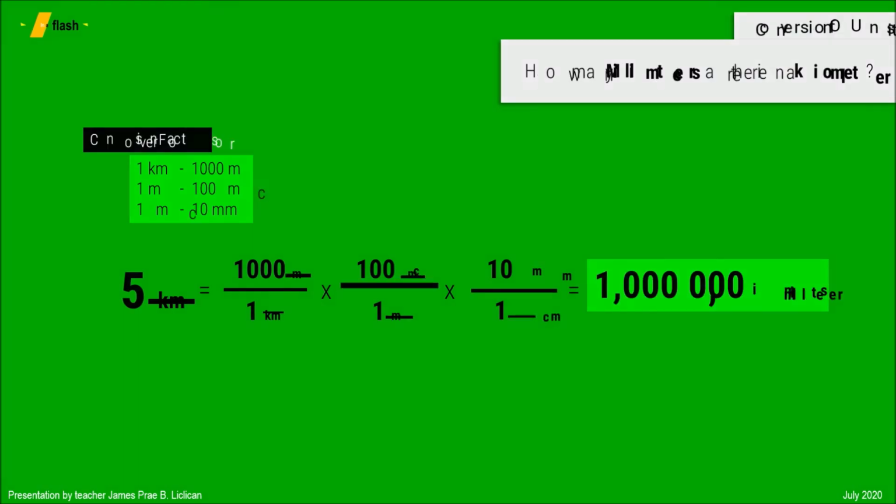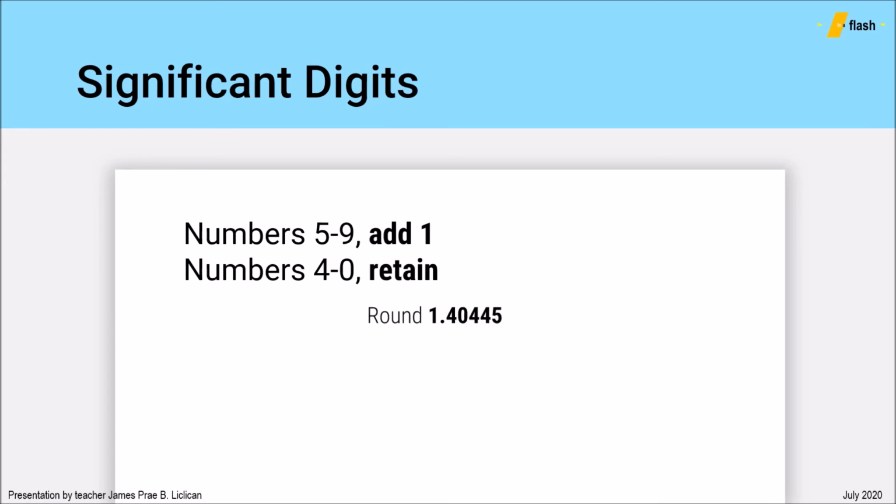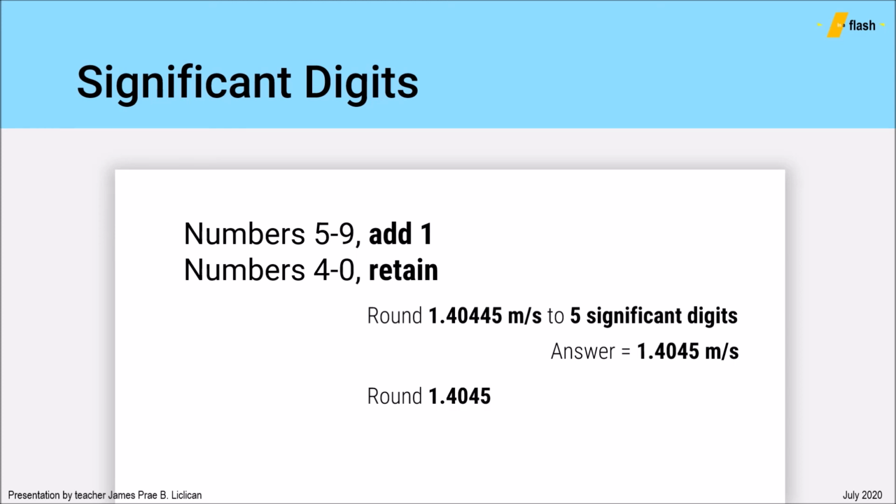Now let's quickly introduce a simple concept, significant digits. With significant digits, we use the term round up or retain, depending on the required number of digits. For numbers preceded by 5 to 9, we add 1, and for values preceded by 0 to 4, we retain the value. For example, round 1.40445 meters per second to 5 significant values. We will get 1.4045 meters per second.